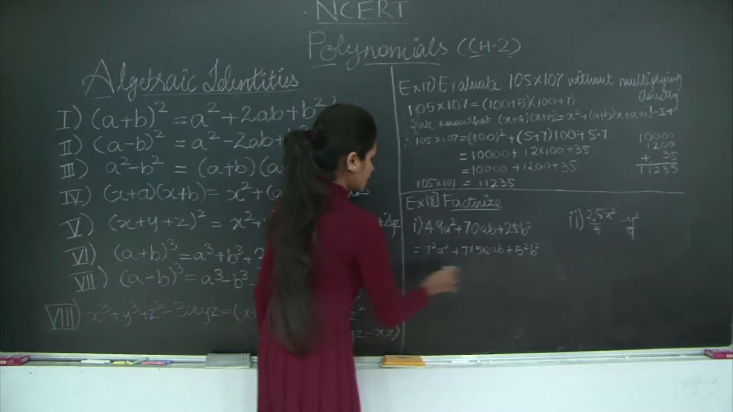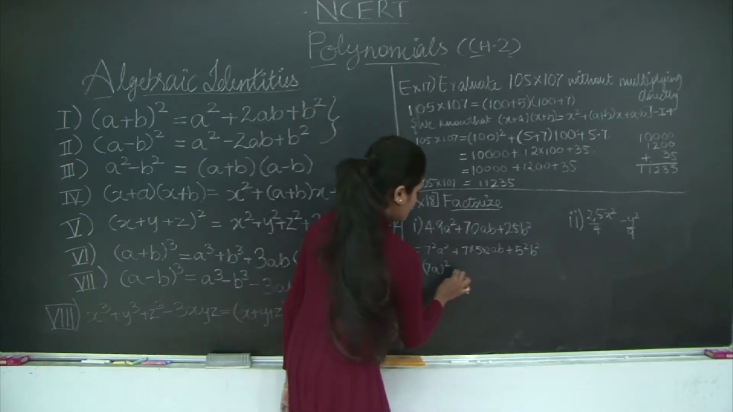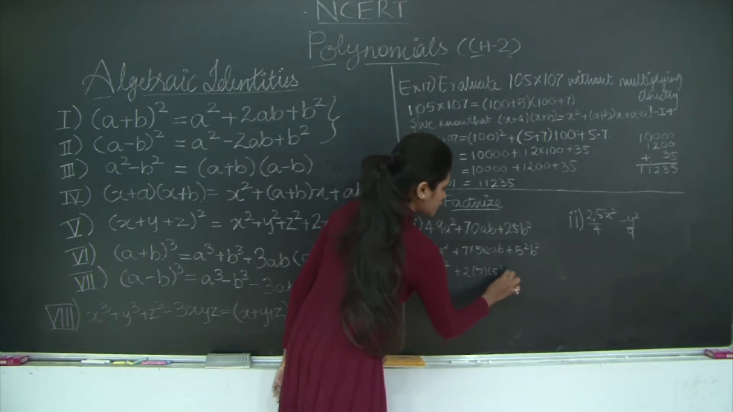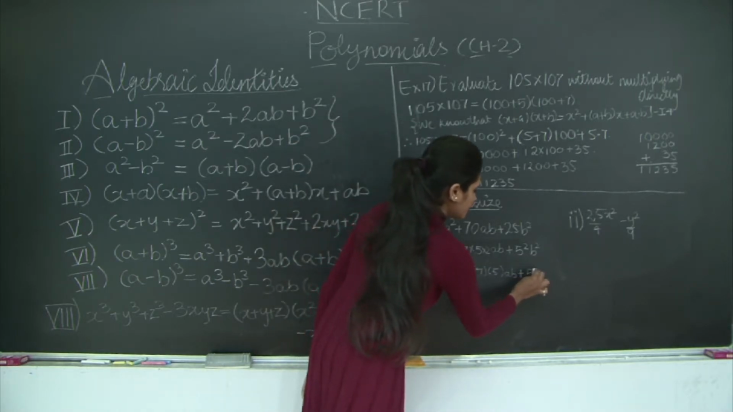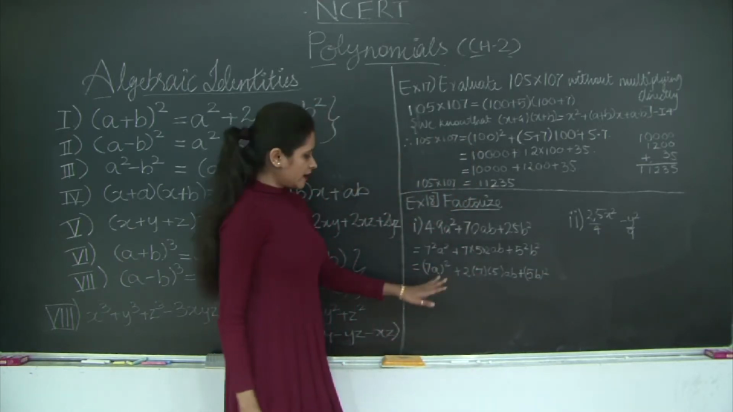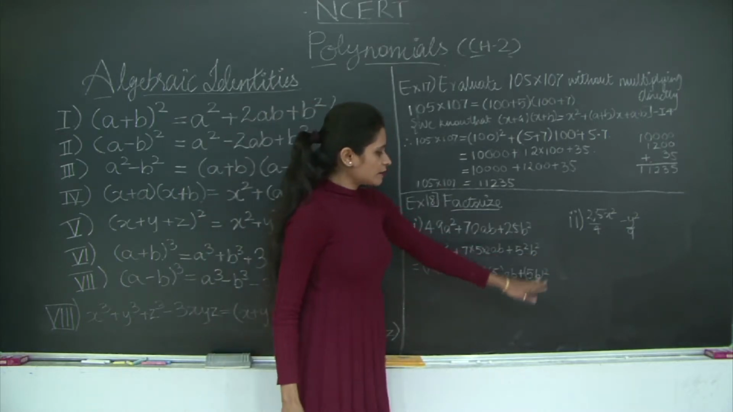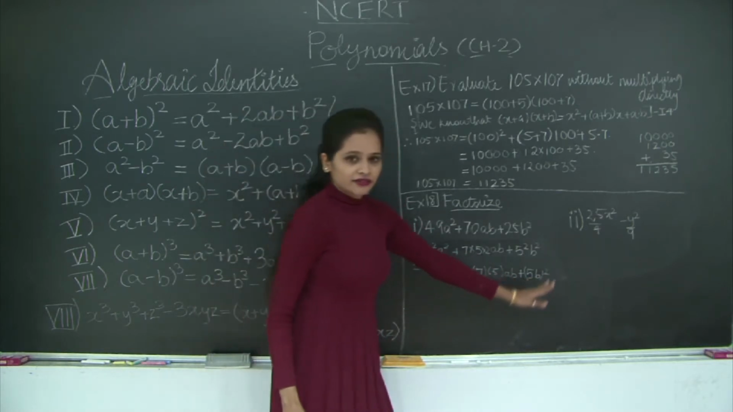Correct? Now this can be written as 7a the whole square, plus 2 into 5 into 7 into 5 into ab plus 5b the whole square. Since it was 7 square and a square, I just took them both in bracket and squared it up. Similarly for 5 and b, it was 5 square b square, so I put them together in a bracket. So when you open the bracket, it would be 7 square a square and 5 square b square. Clear?